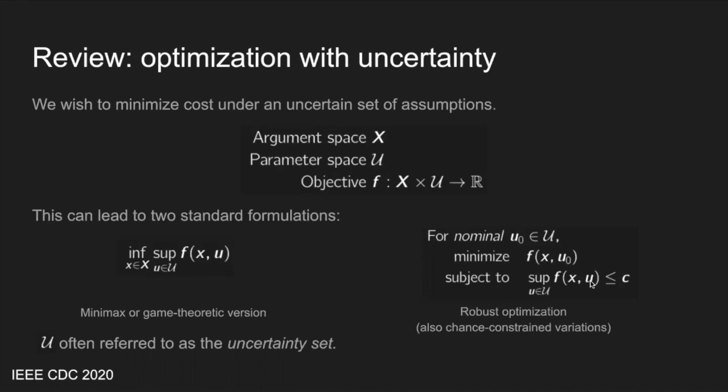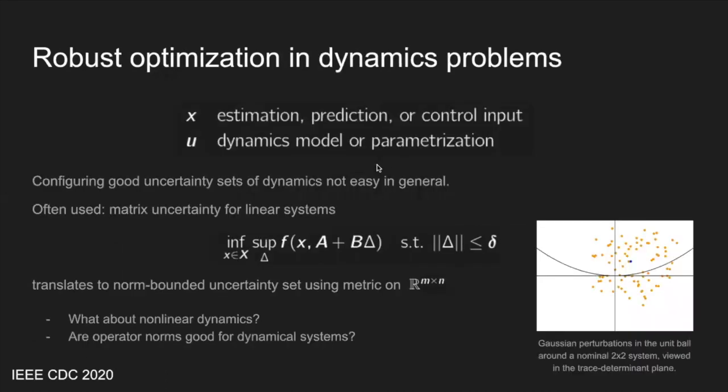Now, choosing this parameter space u entirely determines the goodness of the minimizers of these two problems. This is referred to as an uncertainty set, and selection of u is the focus of our paper. So as I mentioned, in dynamics problems, x is typically a state estimation, a forecast, or control input, and u will be our dynamics model parameterization. And configuring the space of u for general dynamical systems is not well defined.